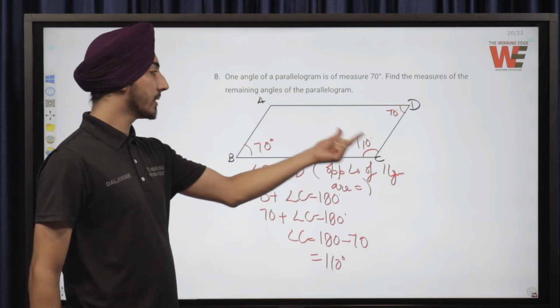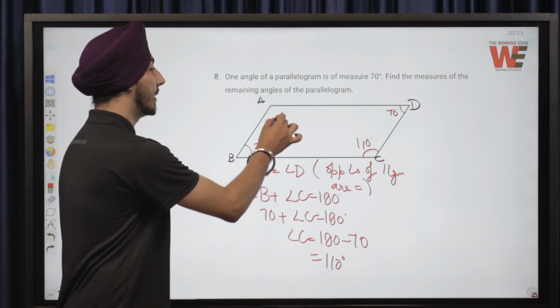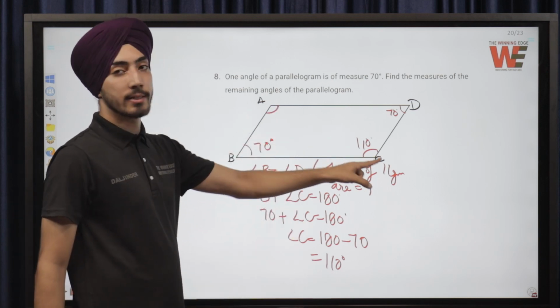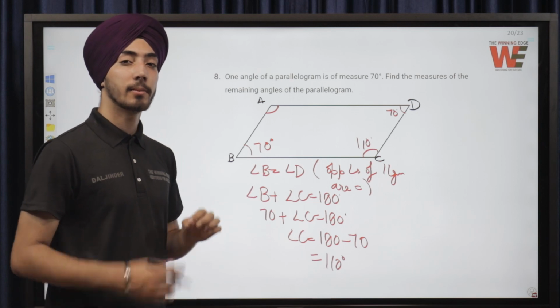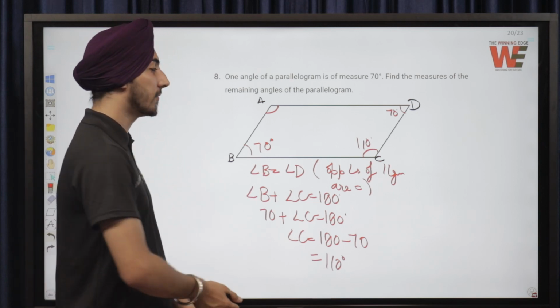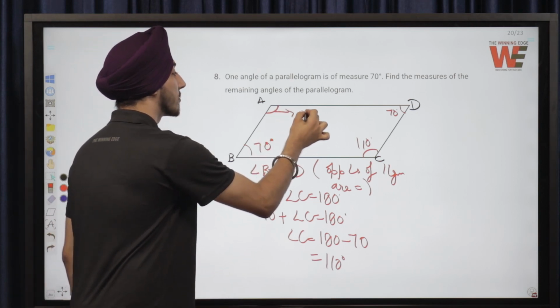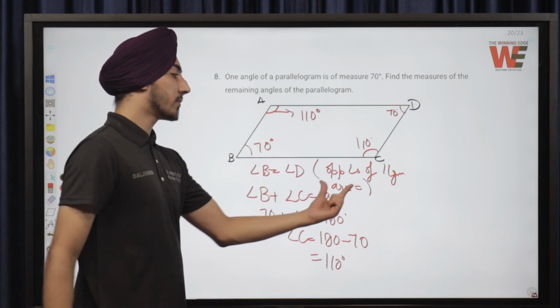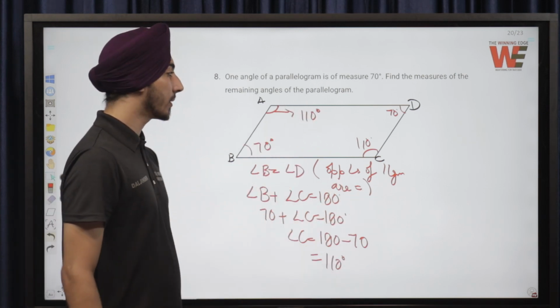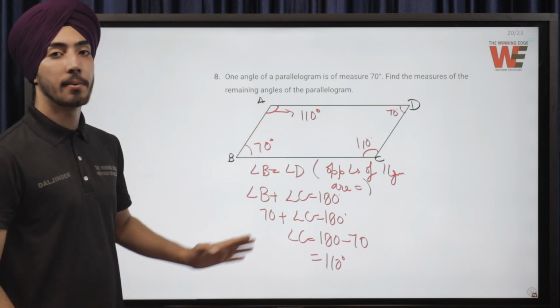Now if you see, angle C is opposite to angle A. And angle A will therefore be equal to angle C, because they are opposite angles of a parallelogram, and opposite angles are always equal in the case of a parallelogram. So angle A will also be 110 degree, and then you have to write down the same reason there as well. So these are the 4 angles of a parallelogram.